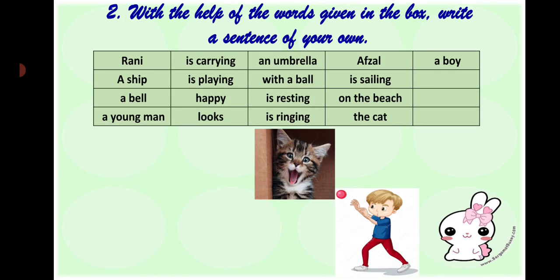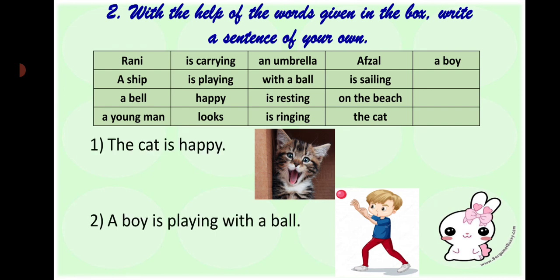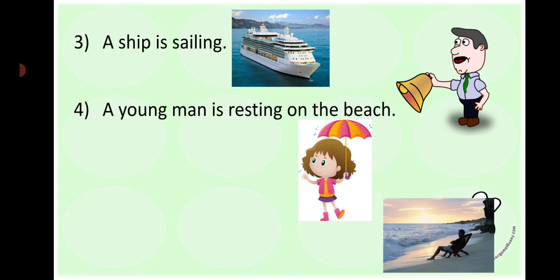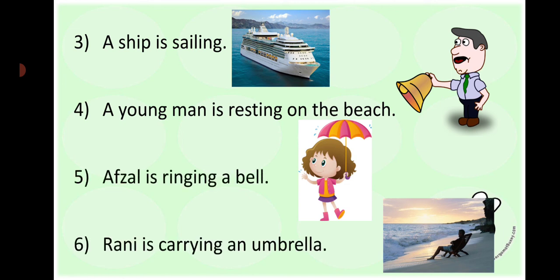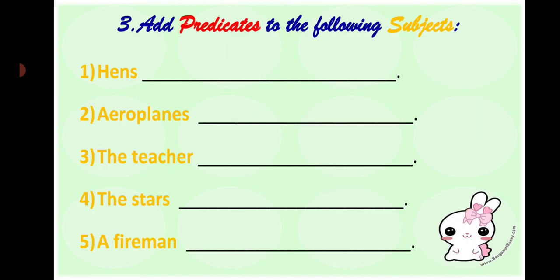With the help of the words given in the box, write a sentence of your own. The cat is happy. A boy is playing with a ball. A ship is sailing. A young man is resting on the beach. Afzal is ringing a bell. Rani is carrying an umbrella.